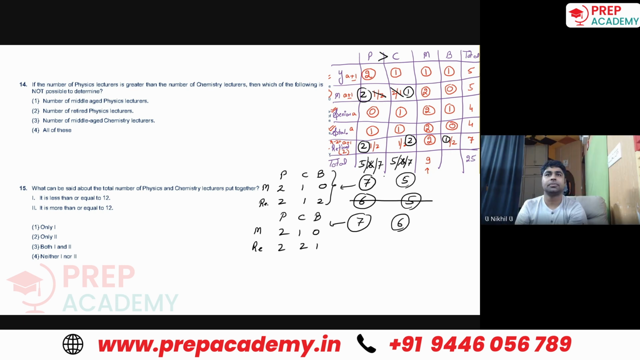Is it clear? Now, which of the following is not possible to determine? What we cannot determine for sure is what is not common in both of these scenarios. Now, the number of middle-aged physics lecturers, in both the cases, it is coming out to be 2 and 2 only. So this is something we can determine. This will not be my answer. The number of retired physics lecturers is also constant in both the scenarios. So this is also something we can determine.